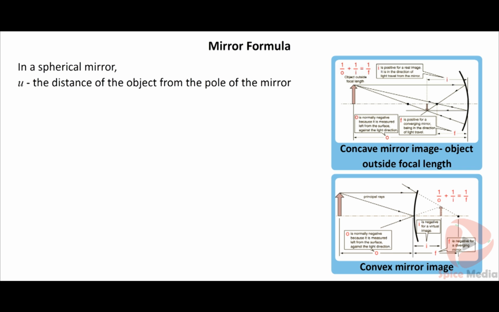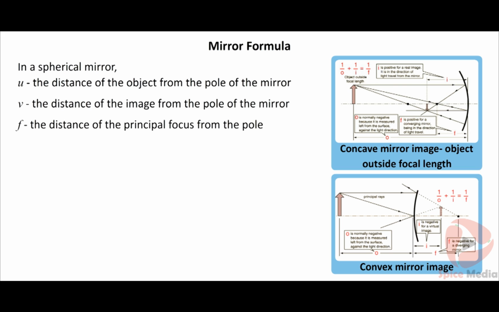In a spherical mirror, the distance of the object from its pole is called the object distance u. The distance of the image from the pole of the mirror is called the image distance v. You already know that the distance of the principal focus from the pole is called the focal length f. There is a relationship between these three quantities given by the mirror formula, which is expressed as.